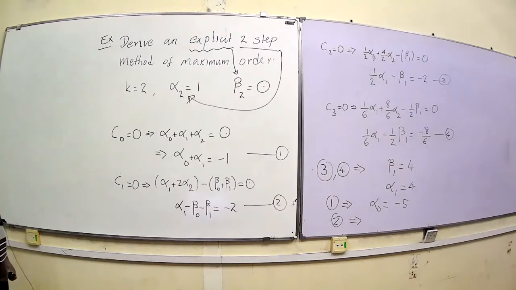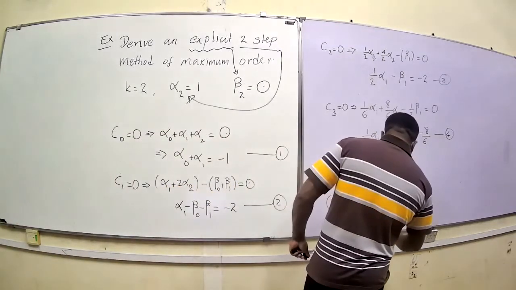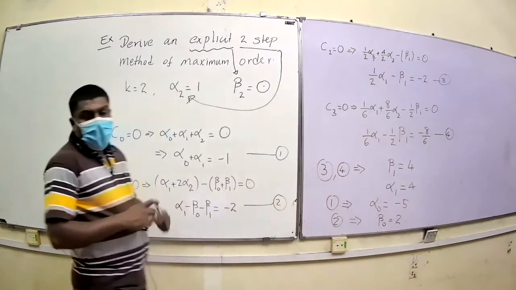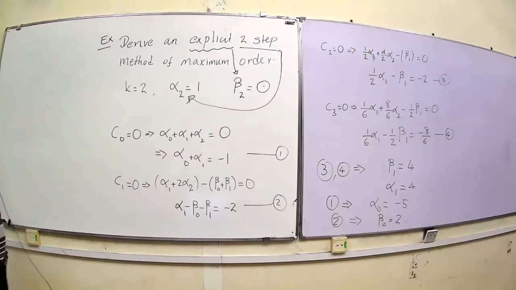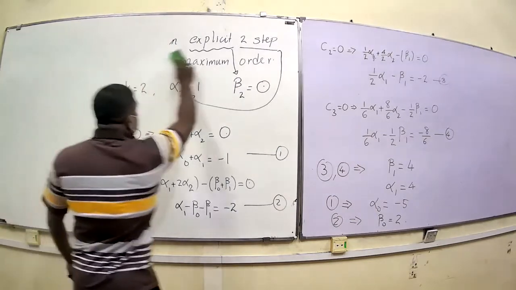Alpha 1 times 4 minus beta 1 times 4 equals 0. So minus beta naught is minus 2, so beta naught is 2. Okay, so you have 4 equations and 4 unknowns. So you solve them and you get the values. And after getting the values, you should be able to write down the equation or the method.